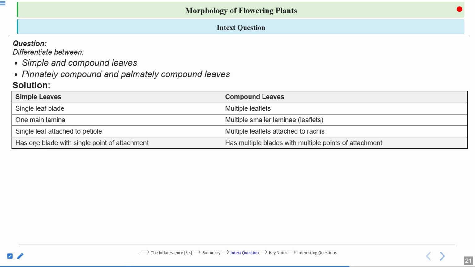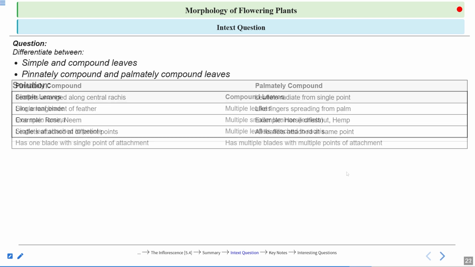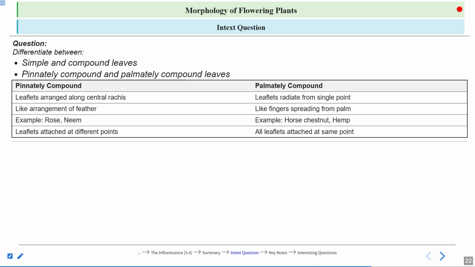Then simple leaf, they have only one blade with a single point of attachment, whereas compound leaf, they have multiple blades because they have multiple leaflets with multiple points of attachment. These are some of the differences between simple leaf and compound leaves. Now let's talk about some of the differences between pinnately compound and palmately compound leaves. So these are both compound leaves.